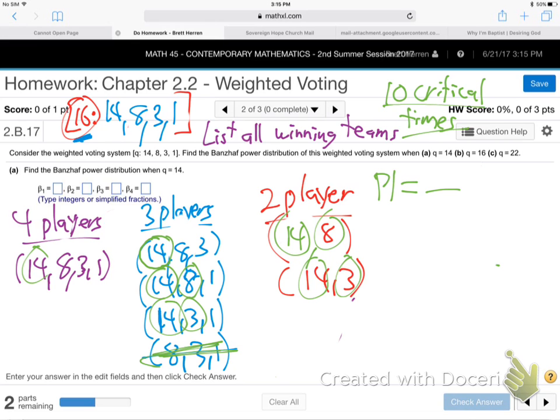So player 1, it's all going to be out of 10, isn't it? Player 2, it's out of 10. Player 3, it's out of 10. Player 4, it's out of 10. They're all out of 10.